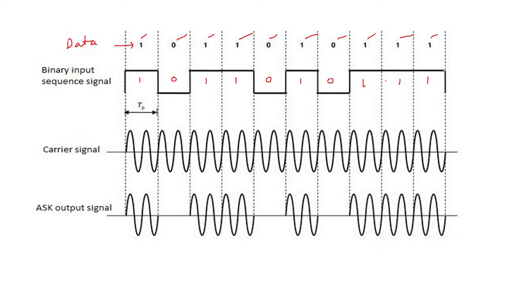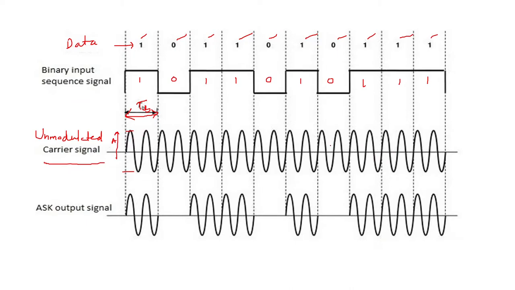This is how you can represent your data, and every representation has its own time period. That time period will be called TB, so TB will be your time period. Now you have to have a high frequency carrier, an unmodulated high frequency carrier. At this stage it is unmodulated, and it has constant amplitude, constant frequency and constant phase.